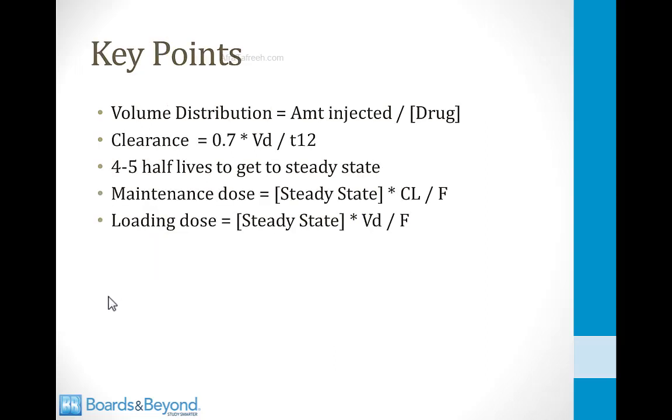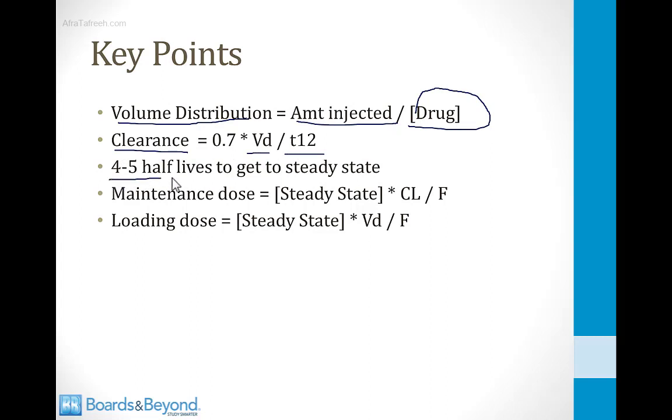So we talked about a number of things in this module. Let me just leave you with a couple of key points that are very high yield to remember. The first is that the volume of distribution can be determined by the amount you inject divided by the concentration of drug that you achieve. The clearance equation is very important: 0.7 times the volume of distribution over the half-life.